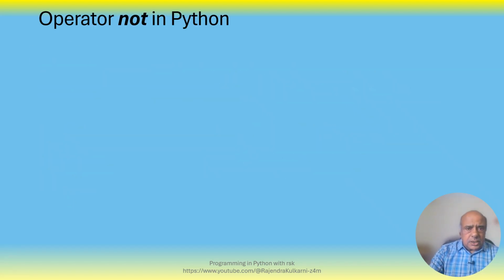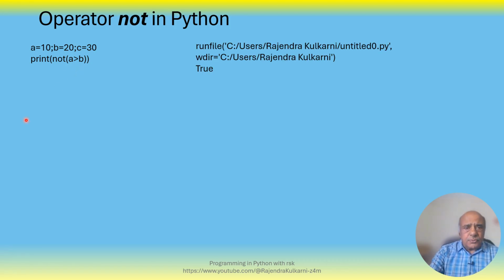There is another operator which is called NOT in Python. It negates whatever is the value attached with NOT. A simple example, A greater than B. A is 10, B is 20, so it is going to be false, but the output will be true because not of false is true. Negation of false is true.